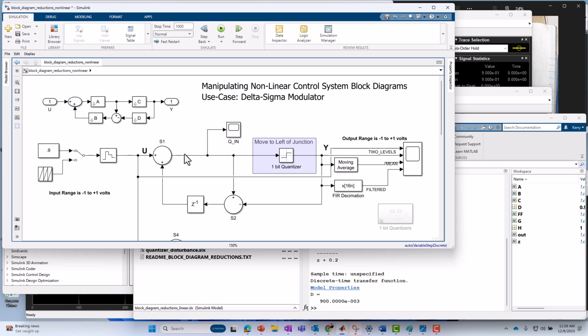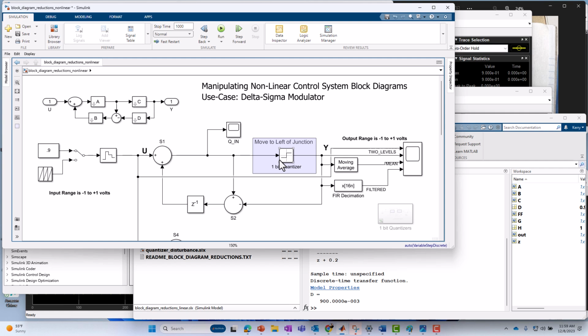If you look at A, it's unity. D, also unity. B, it's almost unity, it's just a delay. And C is the only thing of interest here. It's really the crux of the matter. It's a one-bit quantizer, so it is a switching device. And by switching, it also means it's nonlinear.